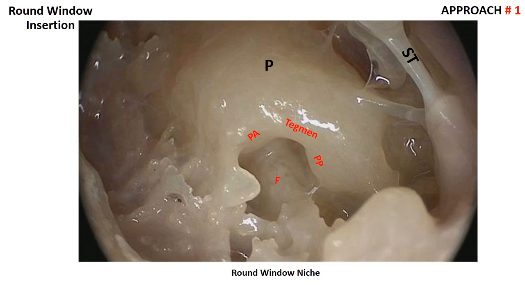After removing this false membrane, if present, we are going to identify the round window niche, and the round window niche will consist of the tegmen superior and the posterior and anterior pillars of the round window niche. So we have the tegmen, we have the anterior and posterior pillar. Again, this is a left ear. And below we can notice a very hard bone which is called fustis, and we are going to describe it in more detail soon.